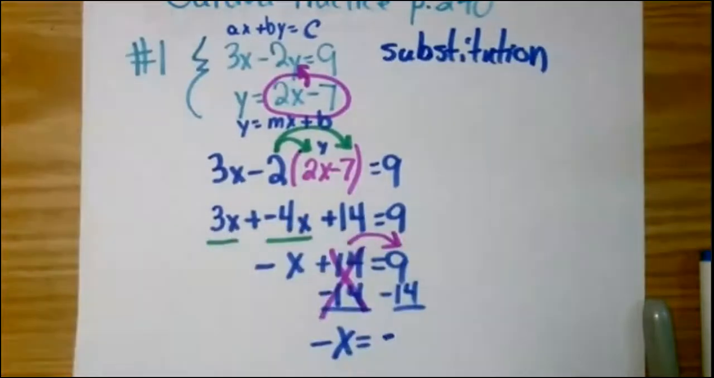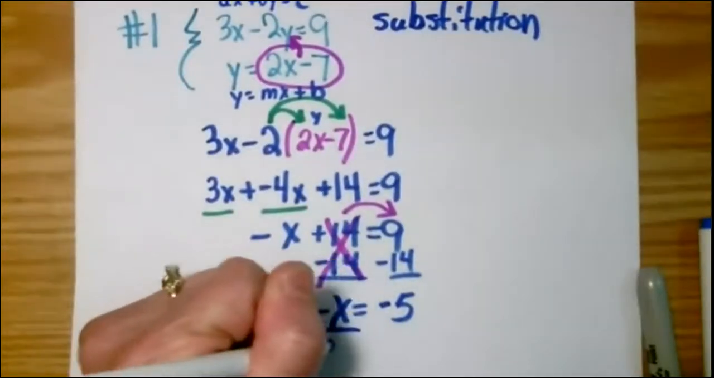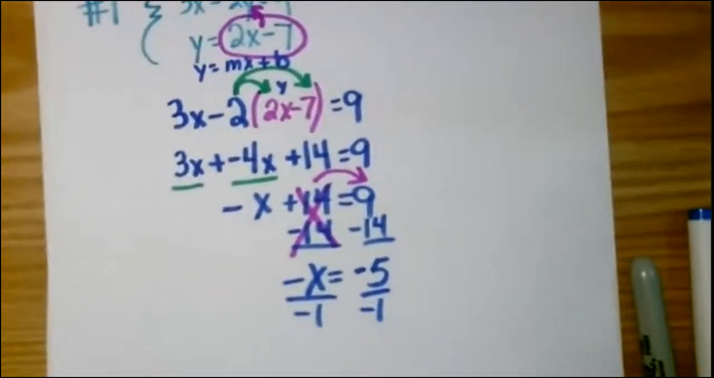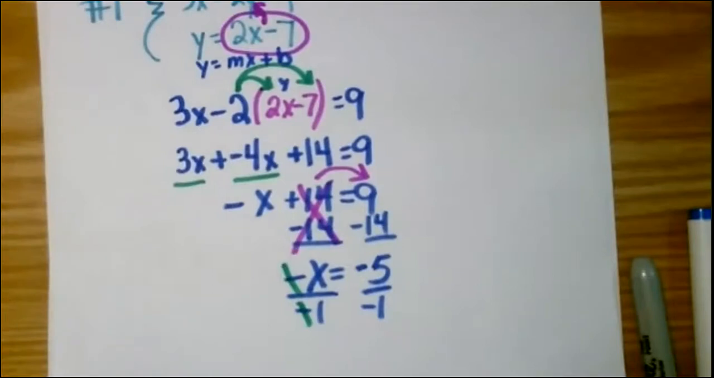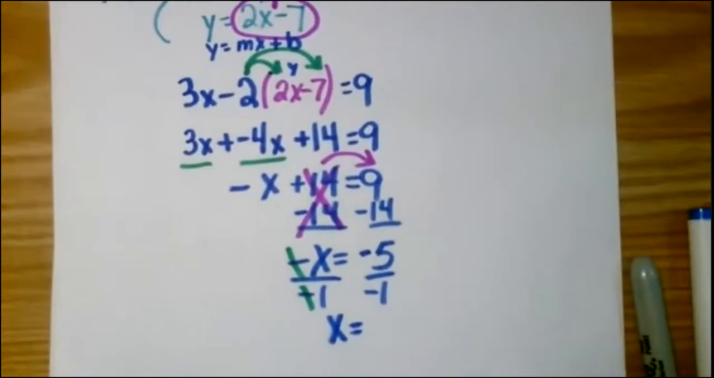Negative 5, correct. However, I can't leave this negative sign here, so I'm going to divide by negative 1 on both sides. And that's going to cross off my negative signs. I'll be left with x over 1, or just x, because any number over 1 is just the number. And then I have two negatives. Cross those off, negative 5 divided by negative 1 is going to be a positive 5.